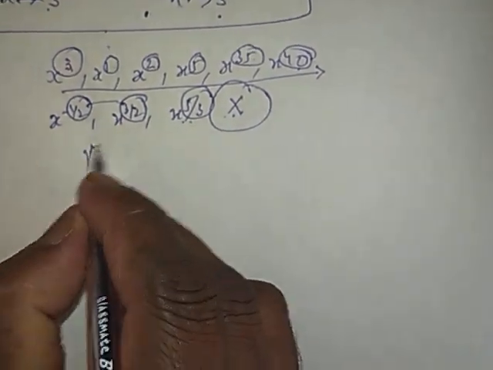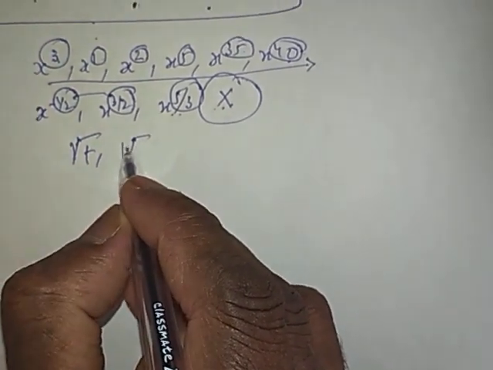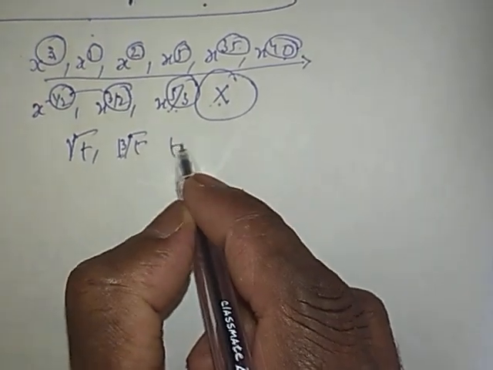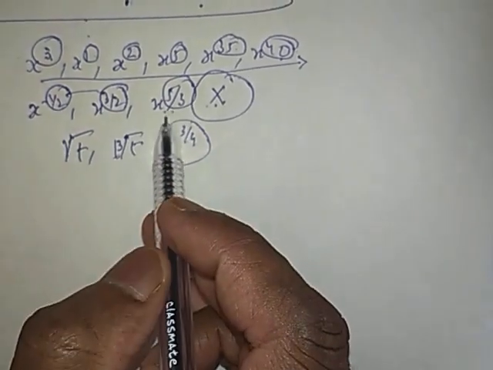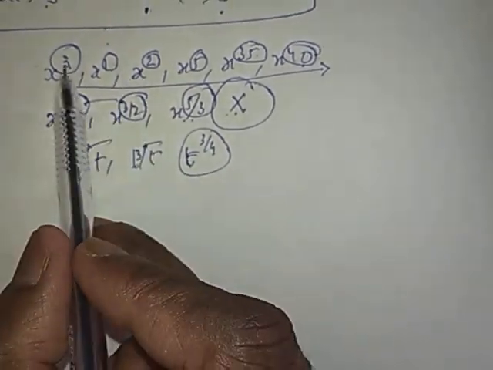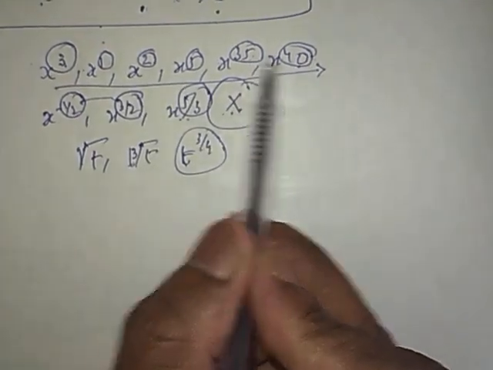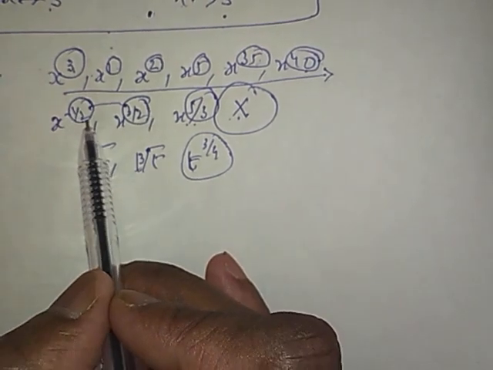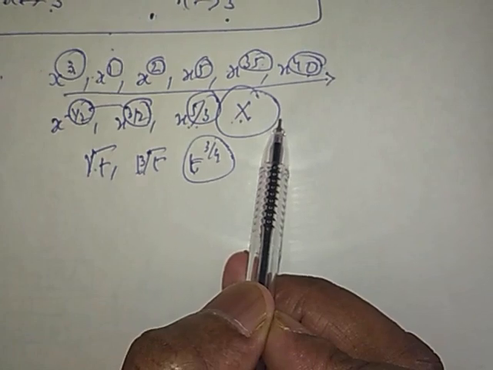It can also be root t, or cube root of t, or t raised to 3 by 4. This is the first point. When the power of x is a whole number, it is a polynomial. If it is a fraction, negative, or in a root, then it is not a polynomial.